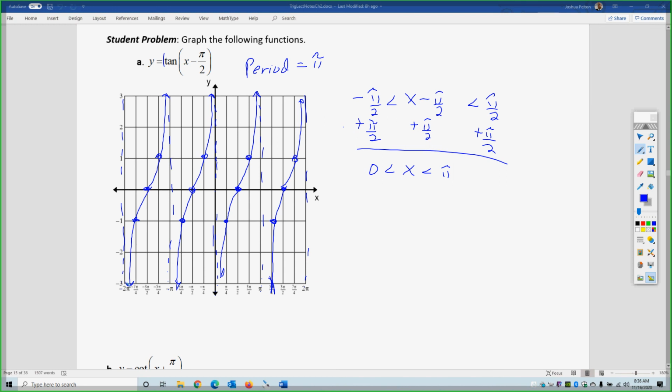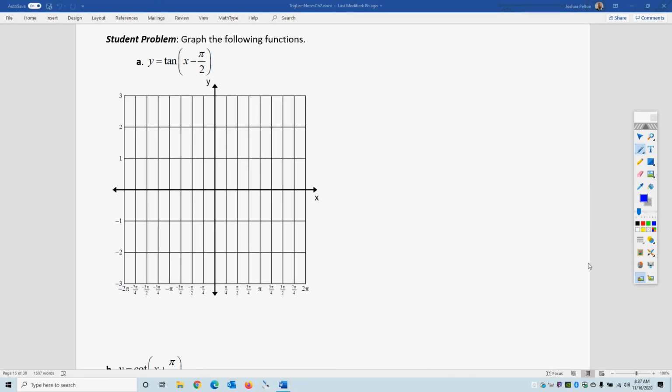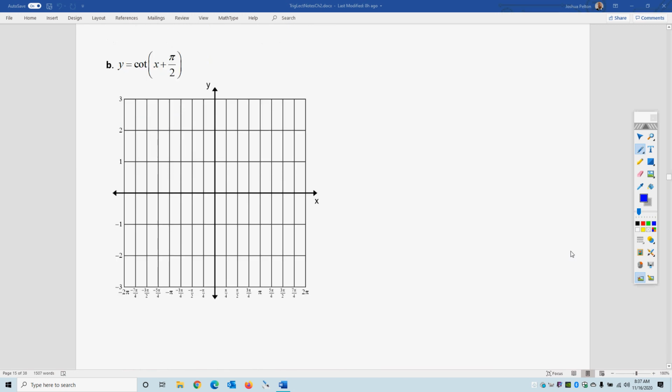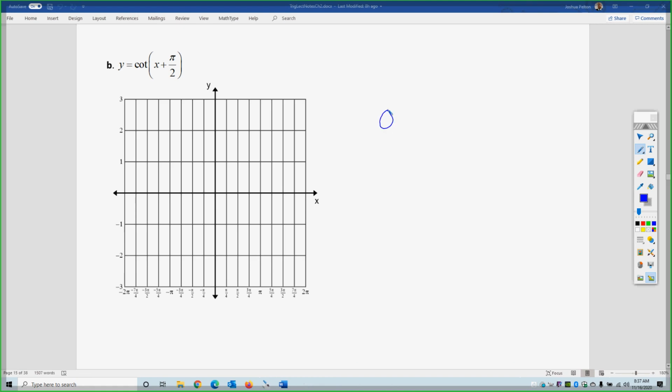Okay, alright, let's try the cotangent. So cotangent repeats every pi for the asymptotes. But we have an x plus pi over 2 here, which means a is 1, b is 1, but c is negative pi over 2. So minus pi over 2. So this tells us that every half pi we have asymptotes here. So we'll put in our half pi asymptotes.